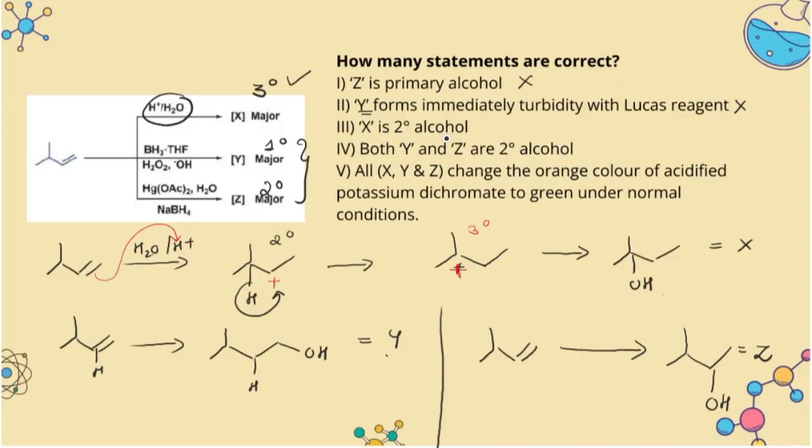X is a secondary alcohol. Is X a secondary alcohol? No, it is tertiary. Therefore, this is also a wrong statement. Both Y and Z are secondary. No, all of them are different, right? So you can immediately eliminate this also.